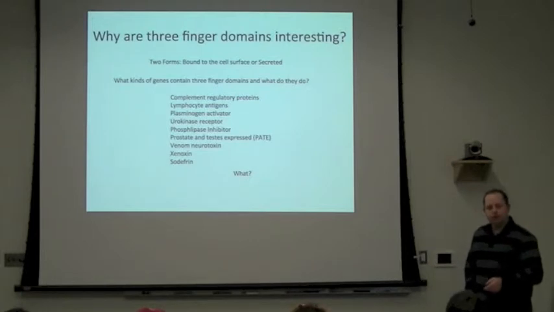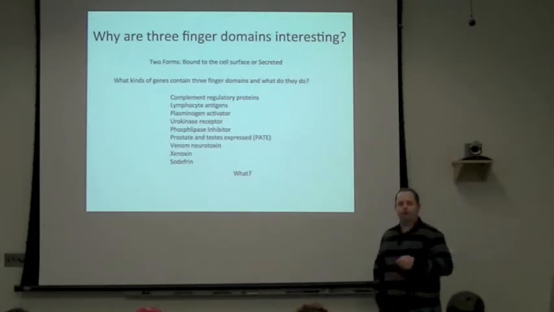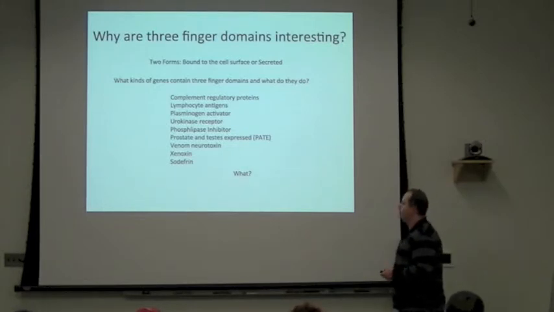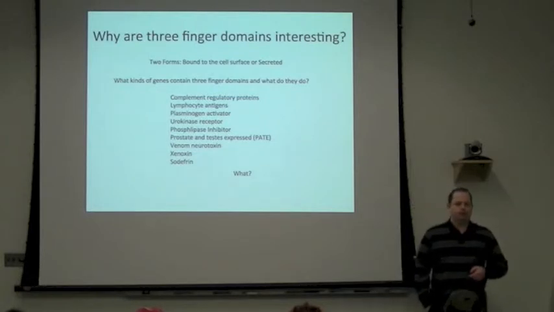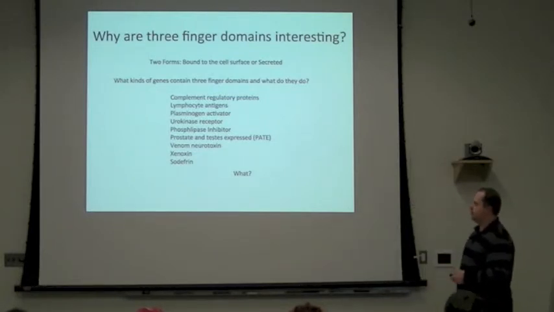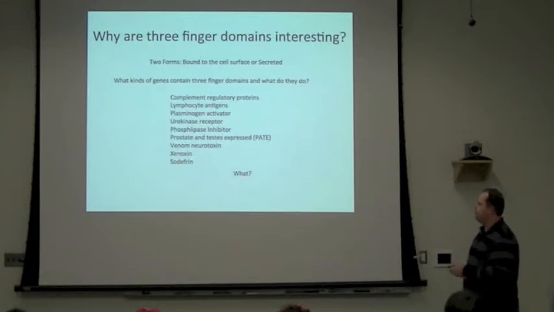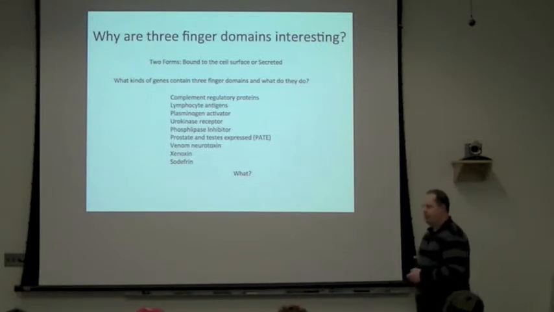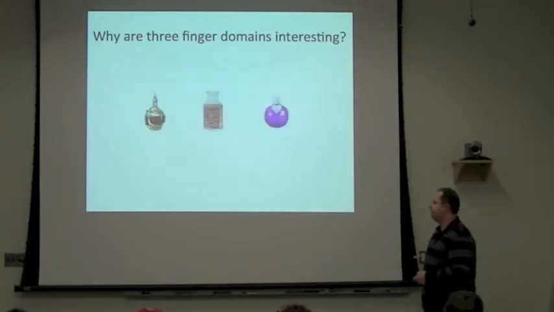So some people would call this domain a Ly6 domain, or part of the Ly6 superfamily, because it's one of the lymphocyte antigens. Ly is for lymphocyte, and it's the sixth antigen ever found. Some people call it PLI, that's for the phospholipase inhibitor. Some people just call it a toxin. So what in the world's going on? How can this one thing be in so many different types of genes?